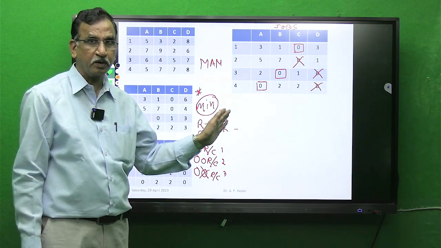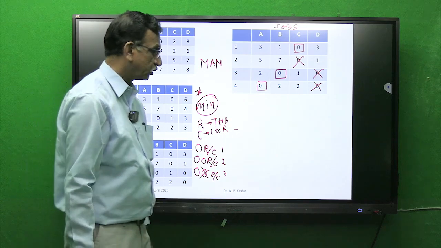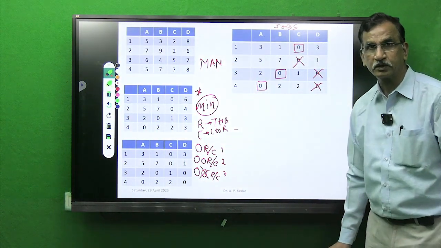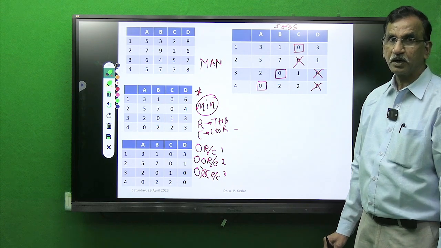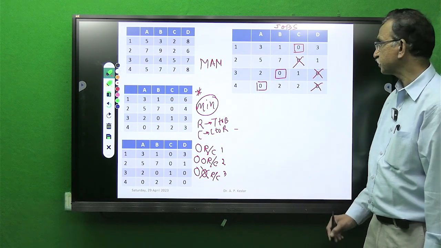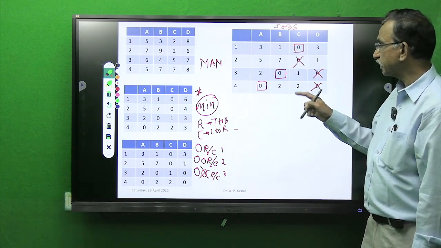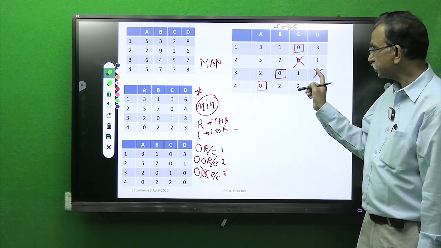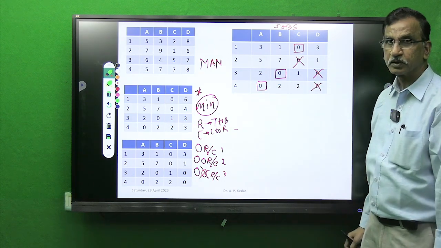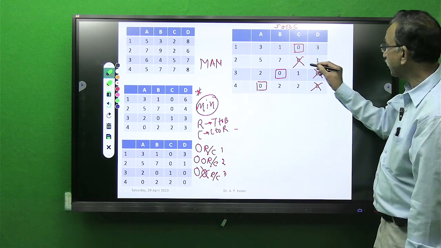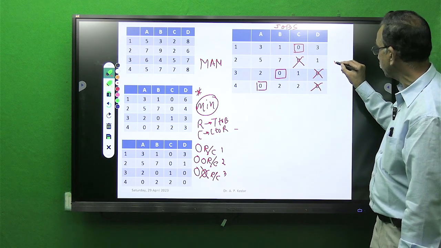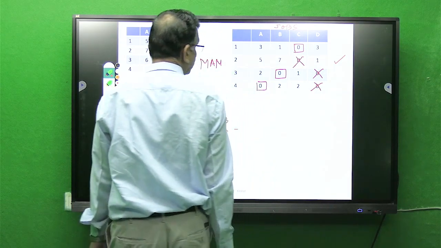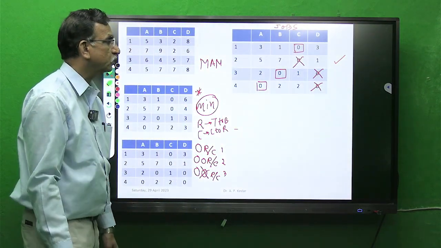So the step says, tick mark the row which is not assigned. So row 1 is assigned, row 2 is not assigned, row 3 is assigned, row 4 is assigned. So tick mark the row which is not assigned.